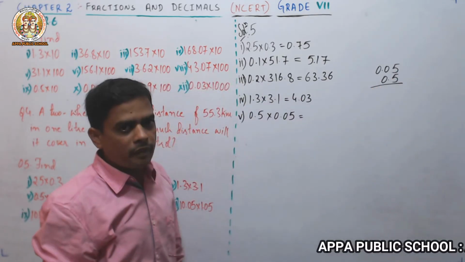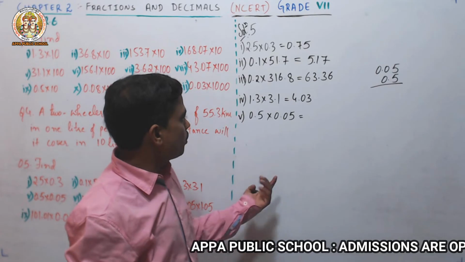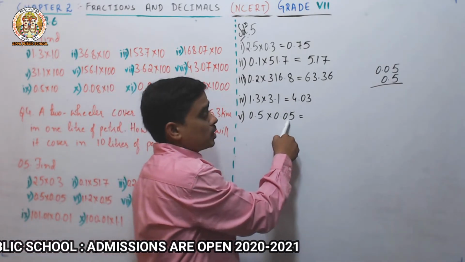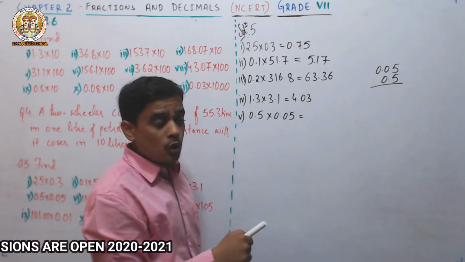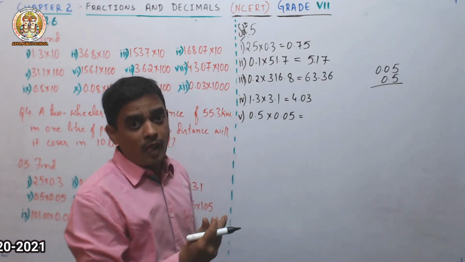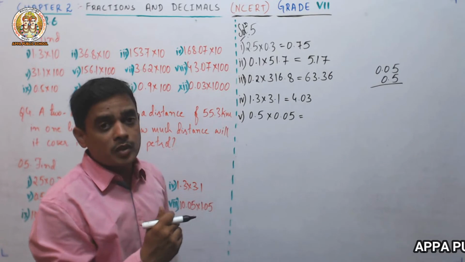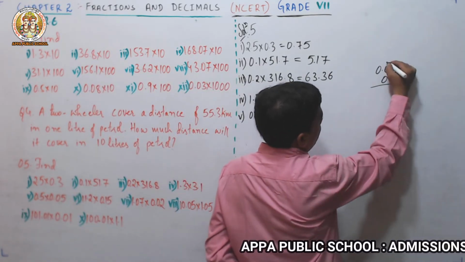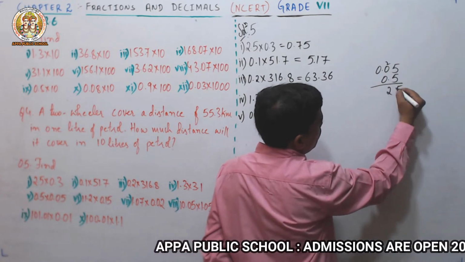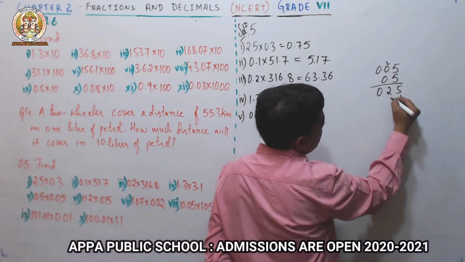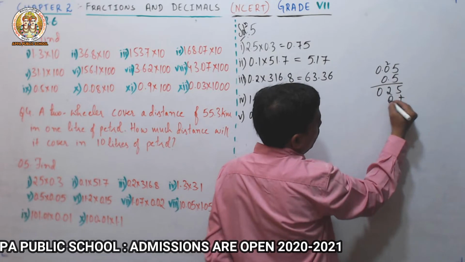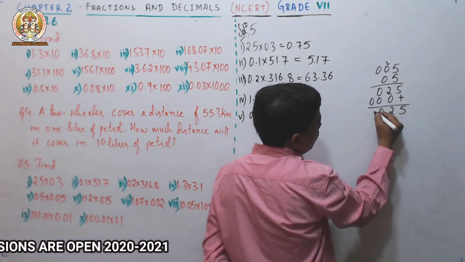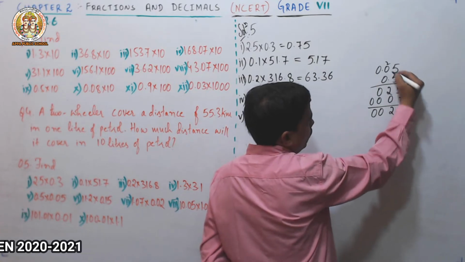5 5s are 25. Okay, 25 means where to place the decimal point? See here. How many numbers are there here? One number. Here how many numbers are there? Two numbers. 1 plus 2, 3. After the decimal point, 3 numbers should be there. 5 5s are 25, carry 2. 5 zeros are 0, 0 plus 2 is 2. 5 zeros are 0. So 5 2 0 0.